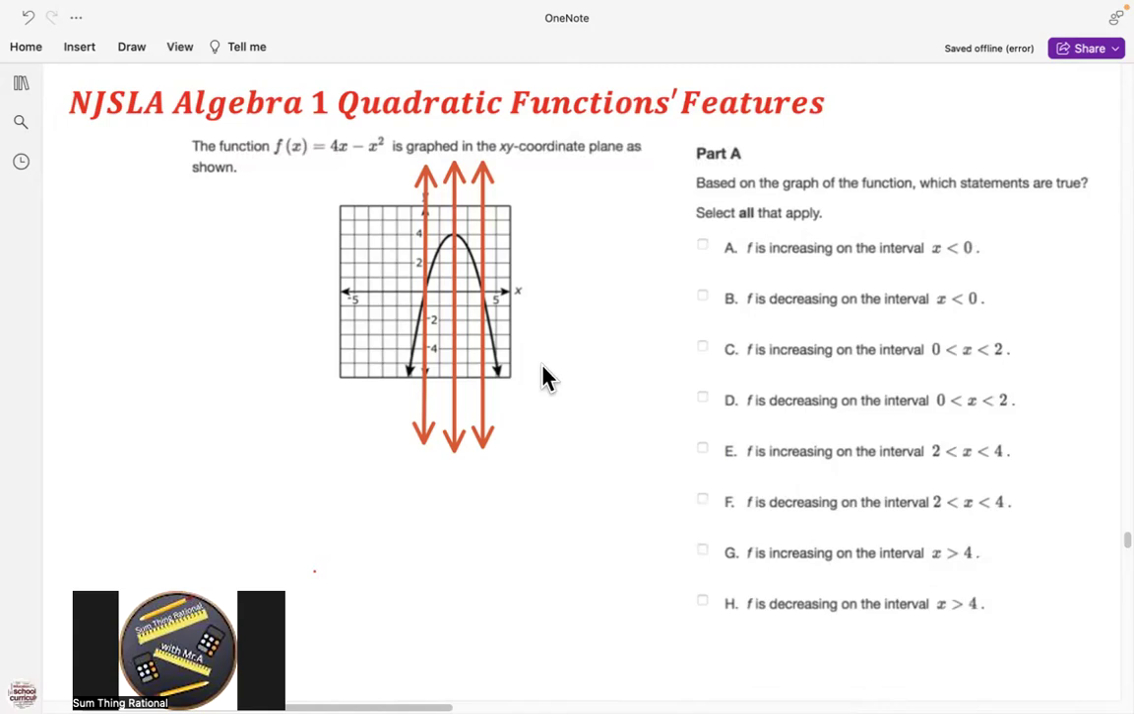So one of the common questions on quadratic functions is where the function is increasing and decreasing, and where the function has positive and negative values. In this question, it asks where are the intervals that the function increases and decreases, okay?